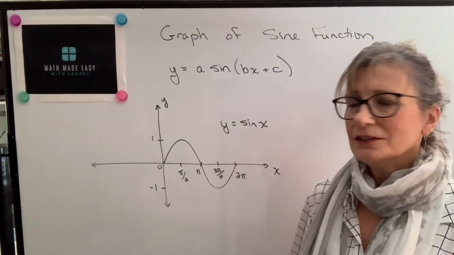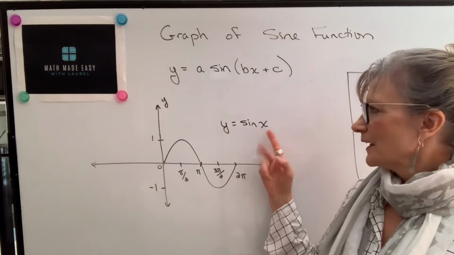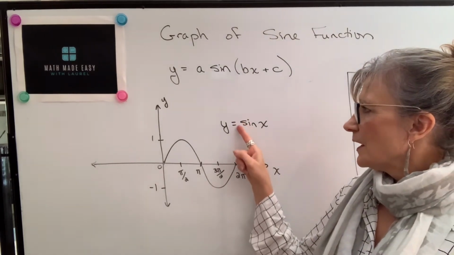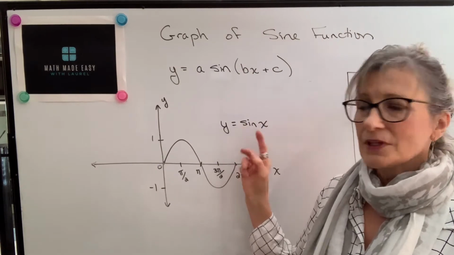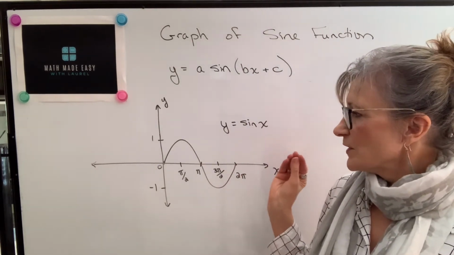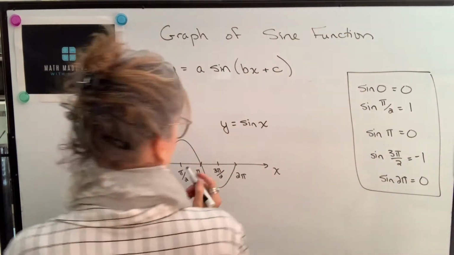So in part 1, we talked about what the graph of y equals sine x looks like, and we put in different values of a just to see how it changed the graph. So we talked about the idea of amplitude. We also talked about the idea of period.